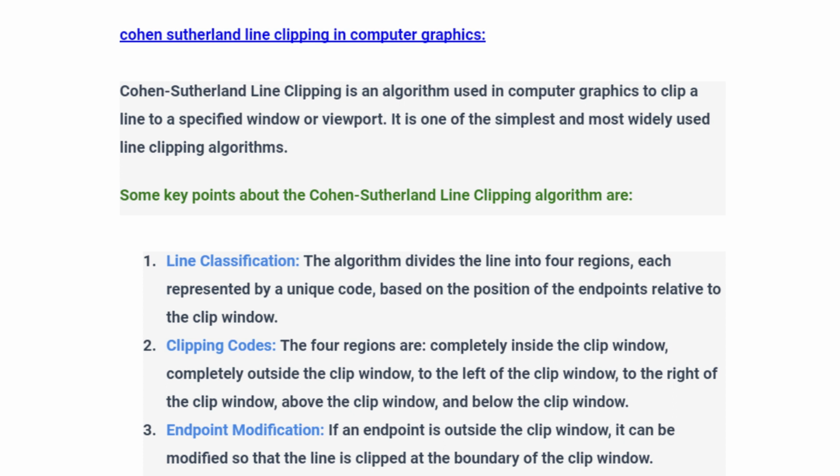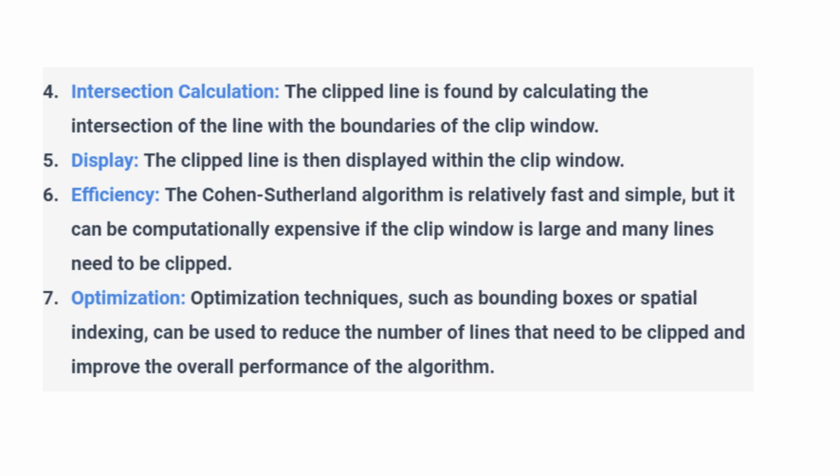Endpoint modification. If an endpoint is outside the clip window, it can be modified so that the line is clipped at the boundary of the clip window. Intersection calculation. The clipped line is found by calculating the intersection of the line with the boundaries of the clip window. Display. The clipped line is then displayed within the clip window. Efficiency. The Cohen-Sutherland algorithm is relatively fast and simple, but it can be computationally expensive if the clip window is large and many lines need to be clipped.